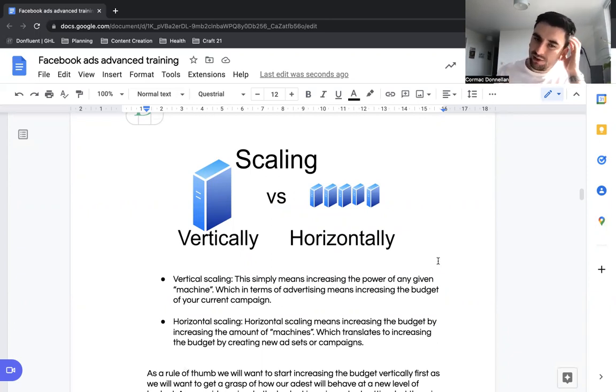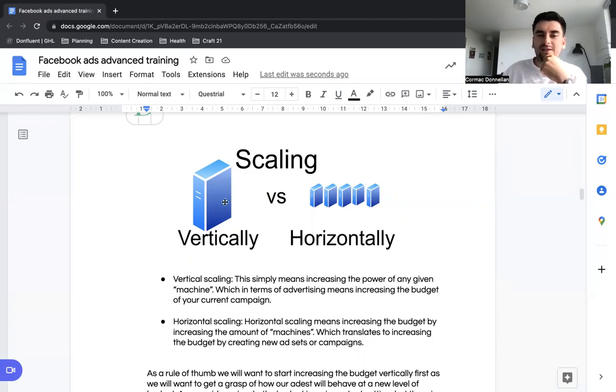So this simply means increasing the power of any given machine, which is the vertical way, which in terms of advertising means increasing the budget of your current campaign. Horizontal scaling then means increasing the budget by increasing the number of machines, which translates to creating new ad sets or campaigns. So taking what's working and duplicating it over and over again.